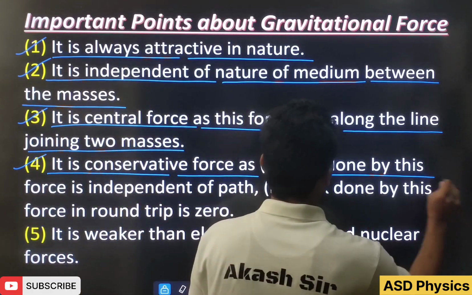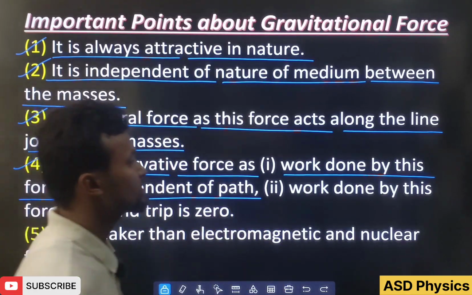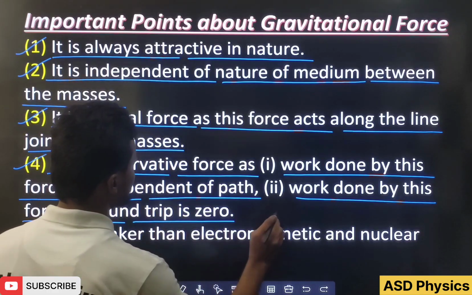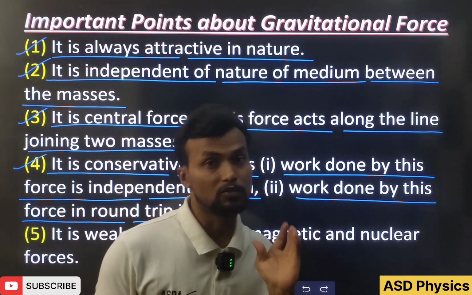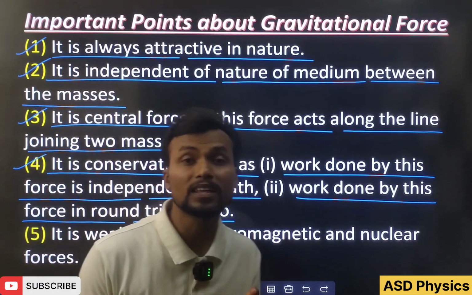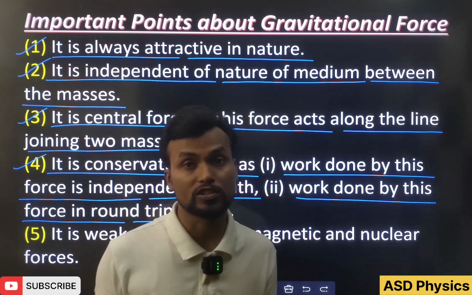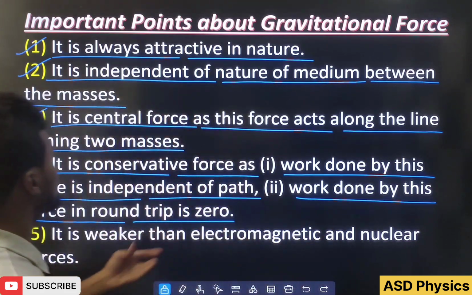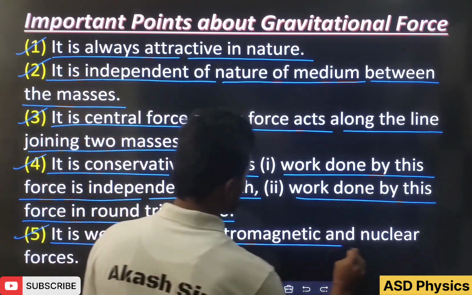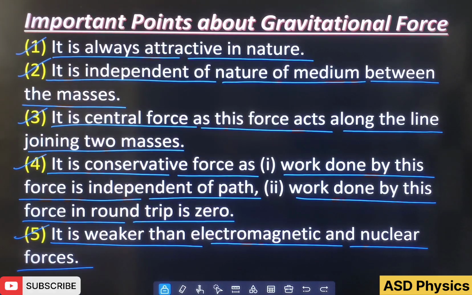Why? Because the work done by this force is independent of the path. And the second point: the work done by this force in a round trip is 0. This is related to the work energy and power chapter, conservative and non-conservative forces. And how many conservative forces are there in our syllabus? Gravitational force, spring force, and in 12th it will be electrostatic force also. But as of now, we are seeing gravitational force. And the last point: it is weaker than electromagnetic and nuclear forces. Okay, so all these points should be remembered.